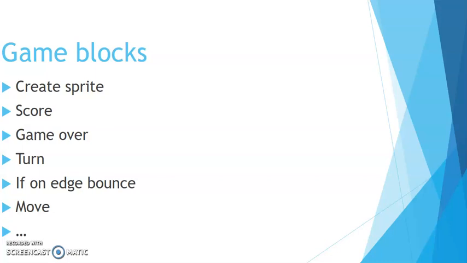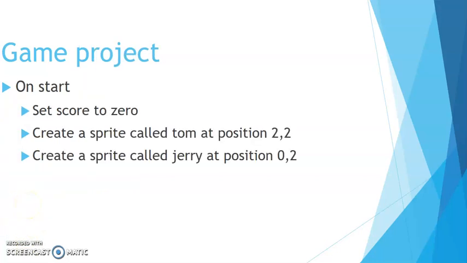You also have this idea of if on edge bounce, so for those of you who have coded with Scratch previously, you know the concept of if on edge bounce. For those of you who haven't, what if on edge bounce does is when you hit an edge of the micro:bit, it bounces back. So it allows you to go to the end and just bounce back. You also have a move block, and that allows you to move your character or your sprite once you have created it.